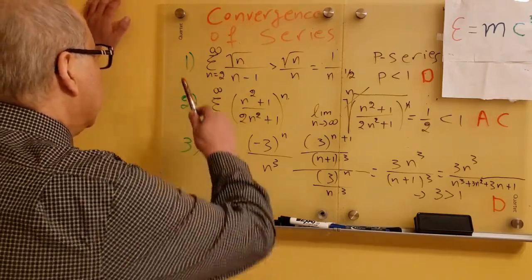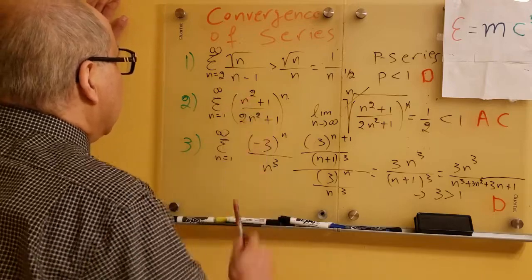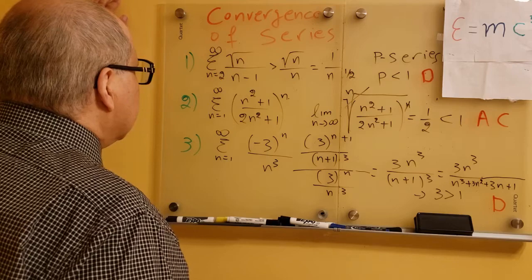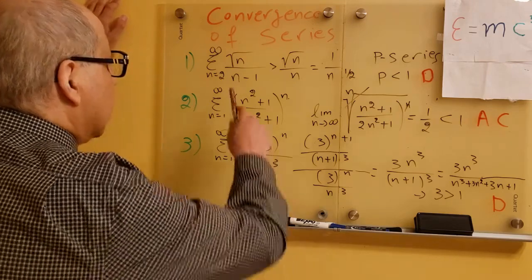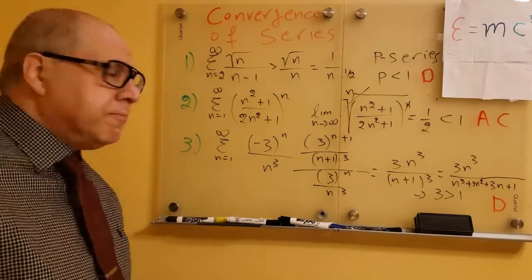Today I would like to continue with some examples in convergence or divergence of series. So, the first example is to find if the series sigma from n equals 2 to infinity of square root of n over n minus 1 is converging or diverging.